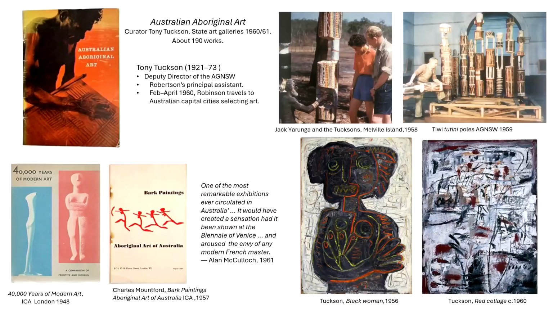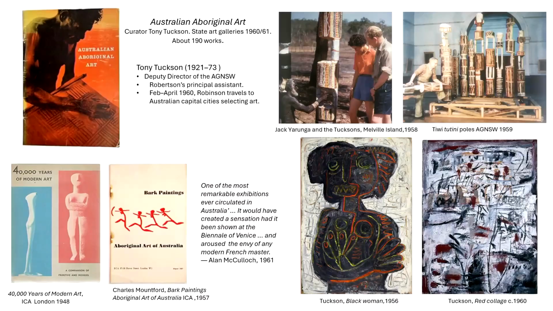Tony Tuxon, whom probably most of you know about, who's a deputy director of the Art Gallery in New South Wales, and I said Hal Missingham is the silent partner in that. So when he comes out, Tony Tuxon becomes his principal assistant. Tony Tuxon is working with Brian Robinson, helping him put together this exhibition. Robertson comes out when Tony Tuxon is organising this very famous exhibition, Australian Aboriginal Art, which travels around all the state galleries shortly after Robertson leaves.